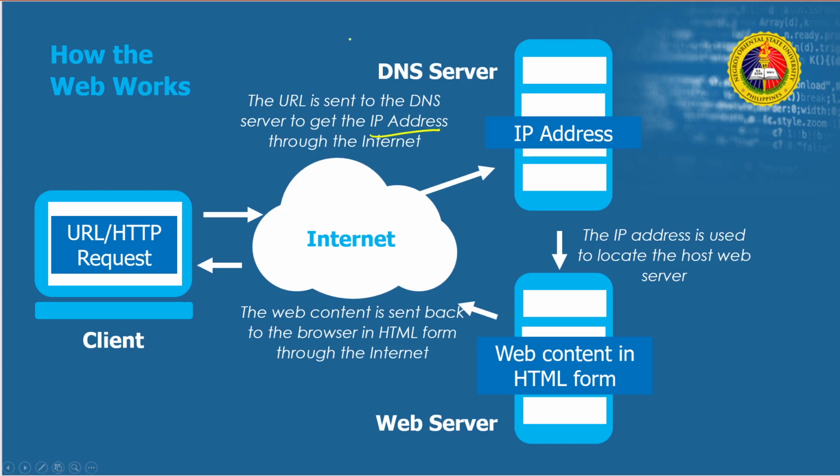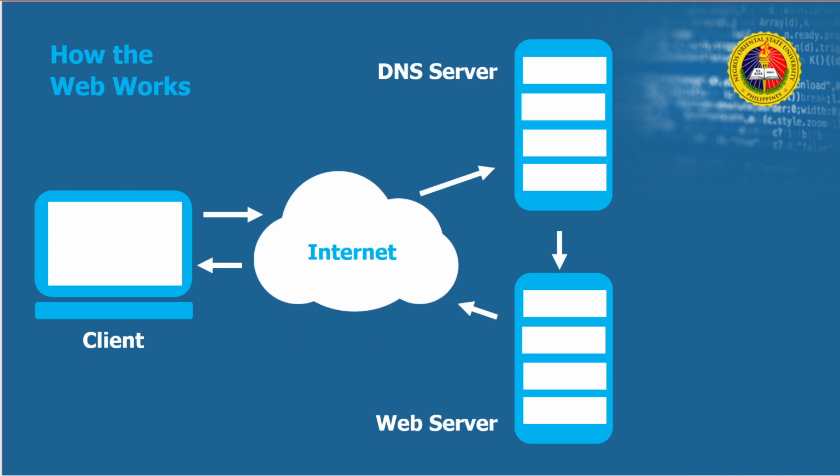Now, the DNS is like the phone book of the internet. Basically, it contains the IP address, or internet protocol address, of each computer or each server where that website is saved. Once we get the IP address, we can locate the computer or the server. Once it is located, the request will be made, and the web server will process the request, collect all the web contents necessary, and convert it into HTML form. The reason it's always in HTML form is because our browser can only read HTML. Once the content is converted to HTML, it is sent back to the browser through the internet again until we see it on our screen.